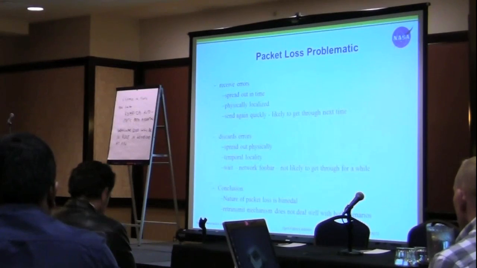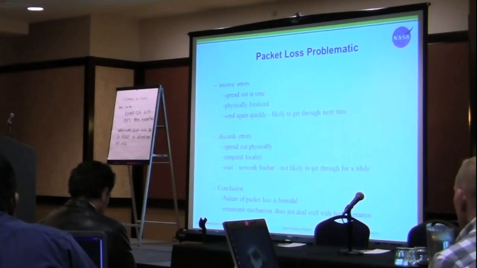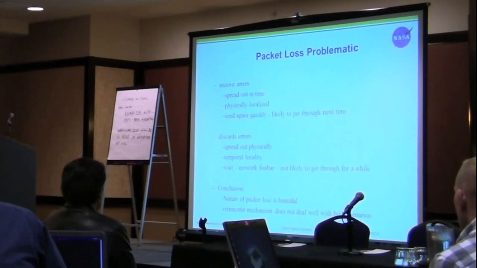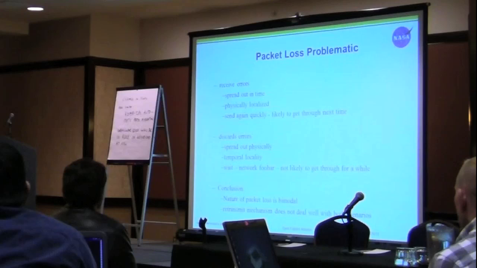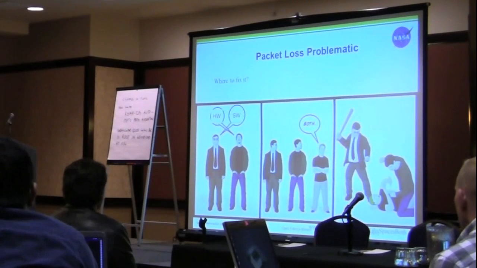The best way to get the next packet through is to wait a while, because the network's messed up. And so you're not likely to get through, so you want to hold on to that. So the conclusion of this is that the nature of packet loss is bimodal. And so the retransmit mechanism actually does not deal well with both scenarios. And so where to fix it?